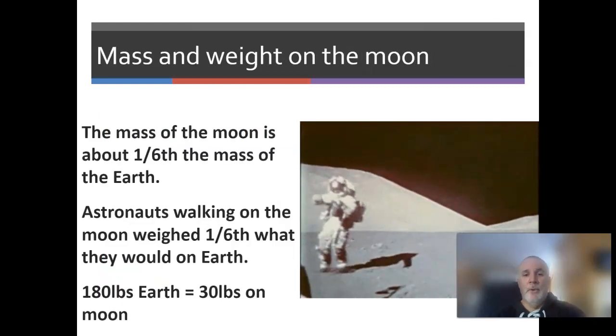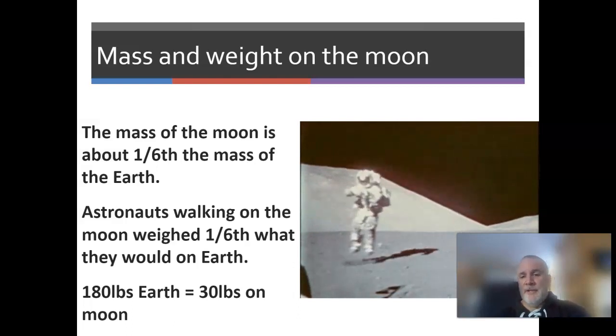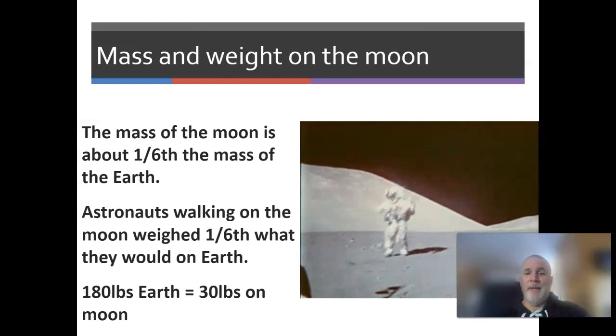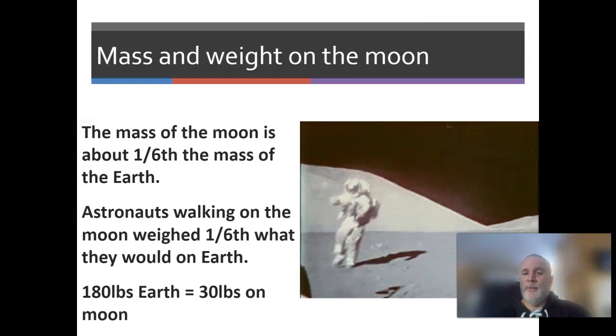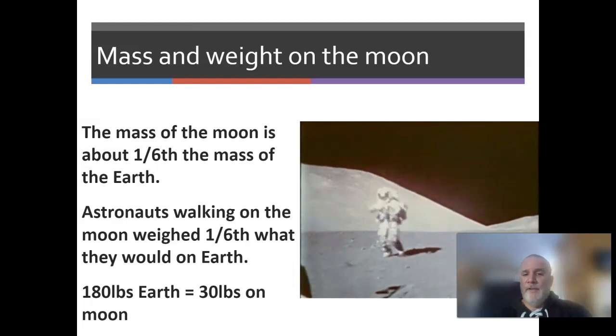So mass and weight on the moon: you'll see that astronaut, he's not really just walking, he's actually kind of hopping, because your legs are strong and they're used to a certain amount of gravity. So when you push, there's not as much gravity on the moon. He only weighs 1/6 the amount that he weighs on Earth. So if he would weigh 180 pounds on Earth, he only weighs 30 pounds on the moon. So his legs would feel super strong. And when he tried to walk, he would actually hop along.